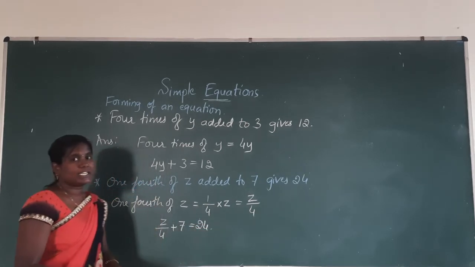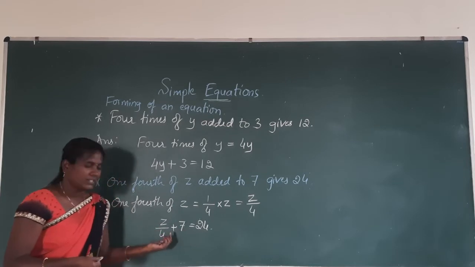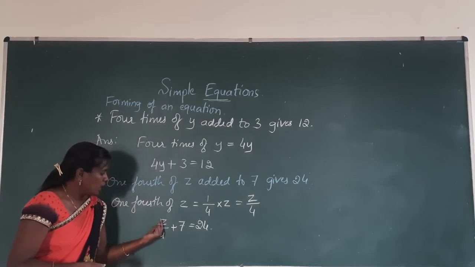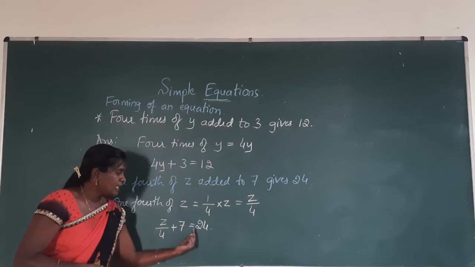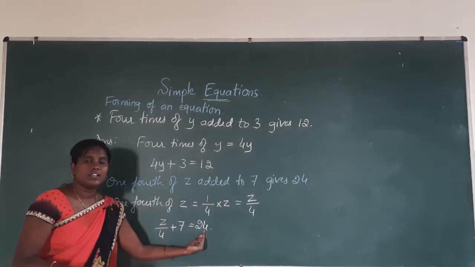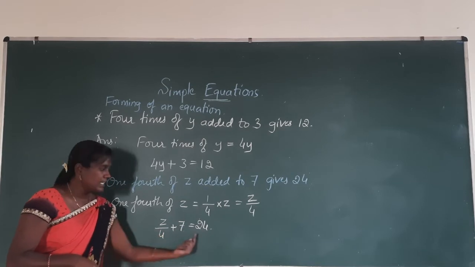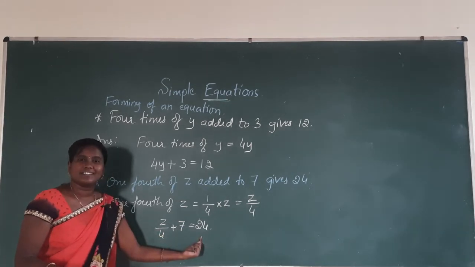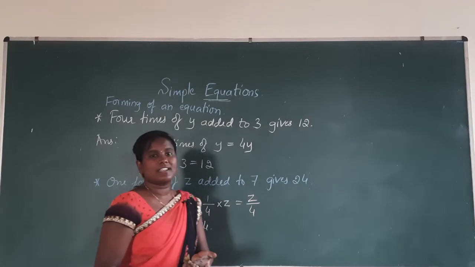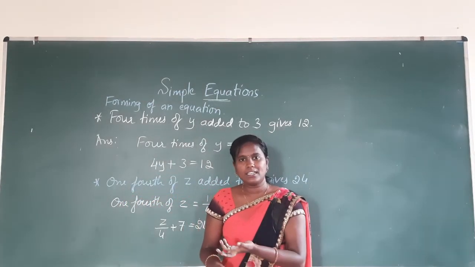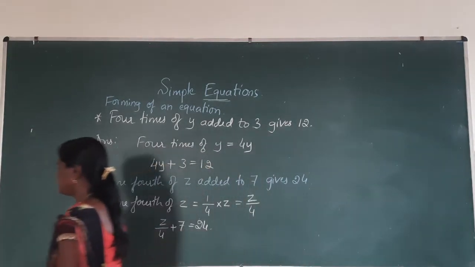Can you make one more statement for this? Yes, we can make. Add 7 to 1/4 of z, you get 24. Or the sum of 7 and 1/4 of z is 24. Yes. Every statement is correct here. Are you getting what I am saying? Yes. We will take one more example here.